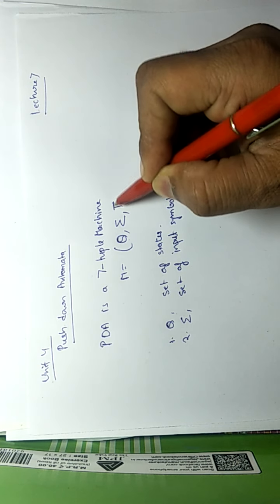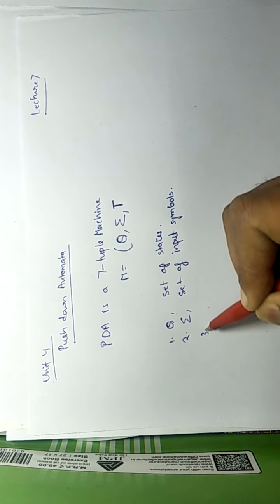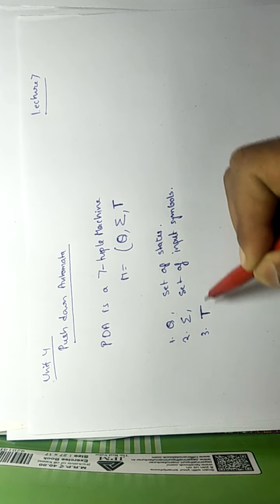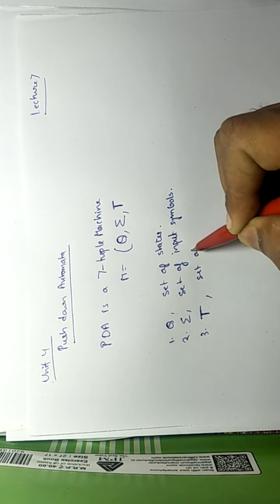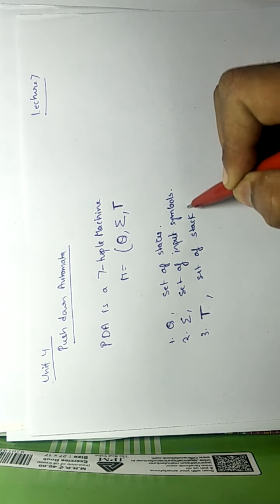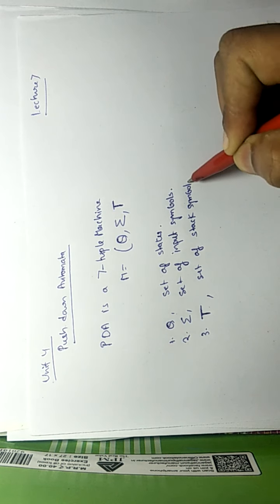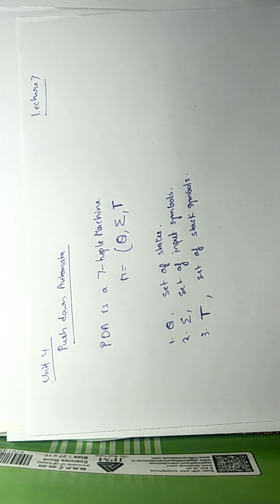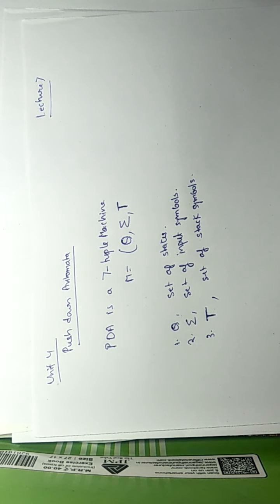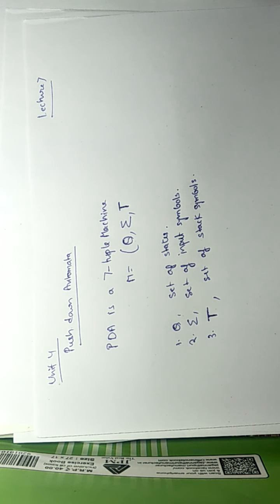Third one is tau. Tau is the set of stack symbols. So we already know that a PDA has a stack along with the FA, with states and input. So whatever is in the stack, suppose I am pushing A in the stack, so A becomes the stack symbol. Whatever is written in this stack is made of some symbols, so it is the set of stack symbols.